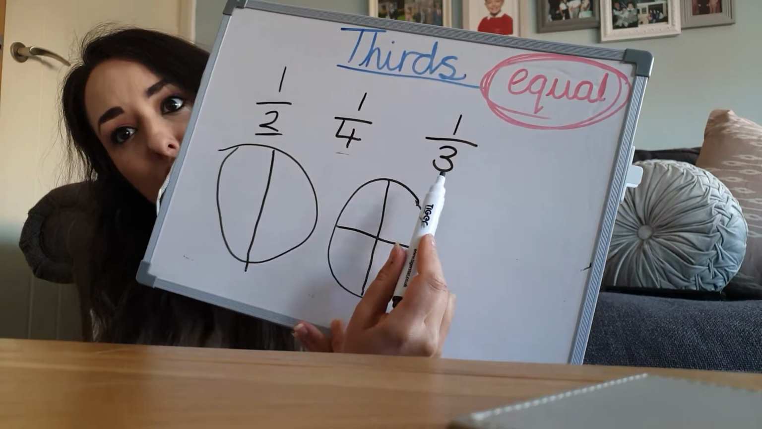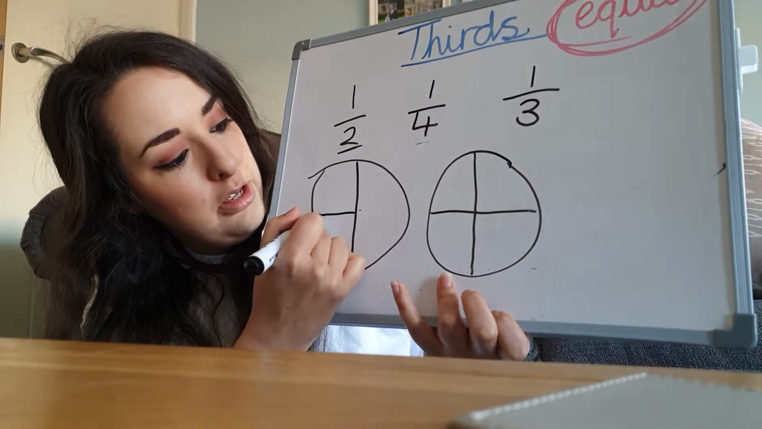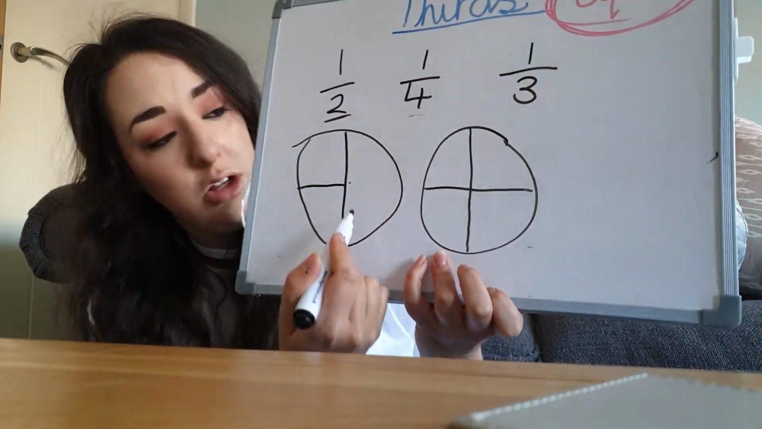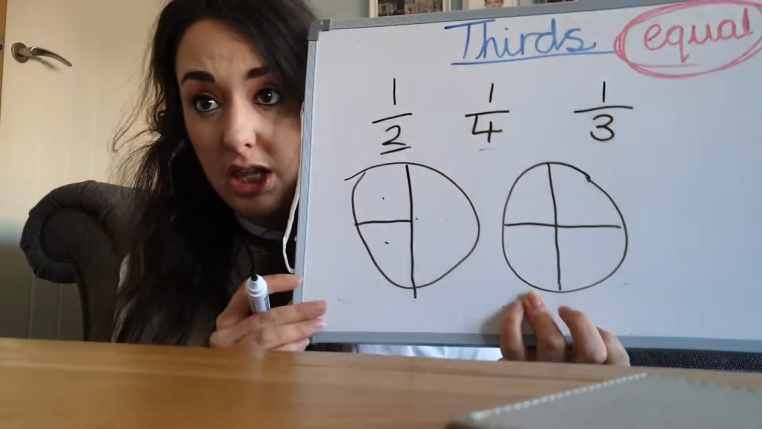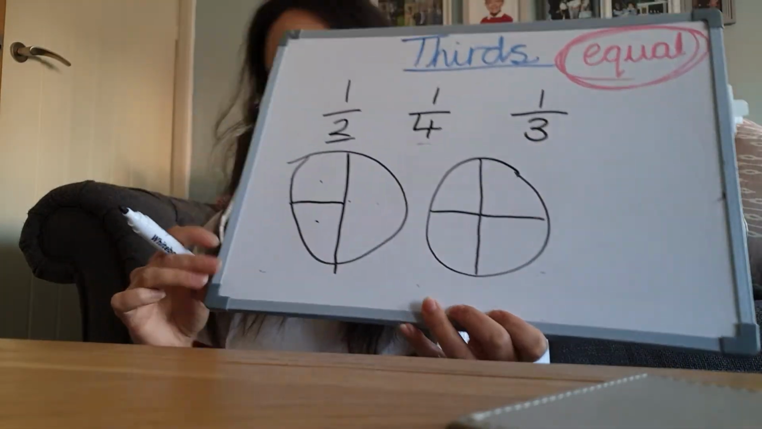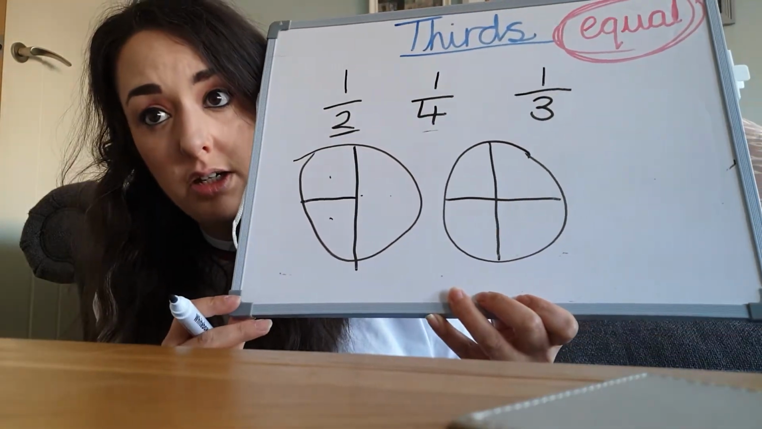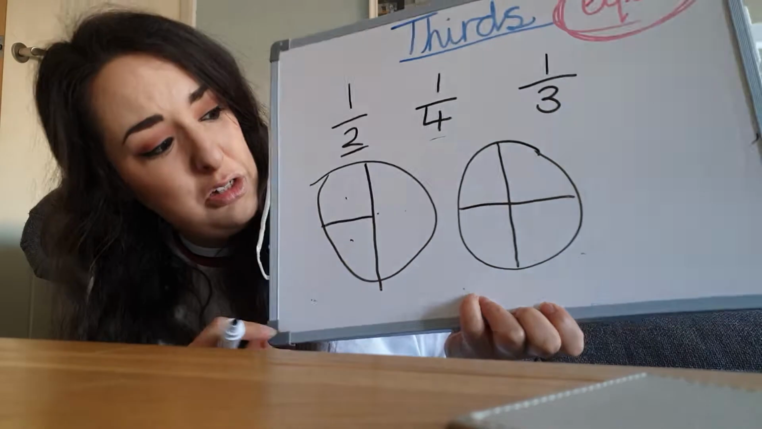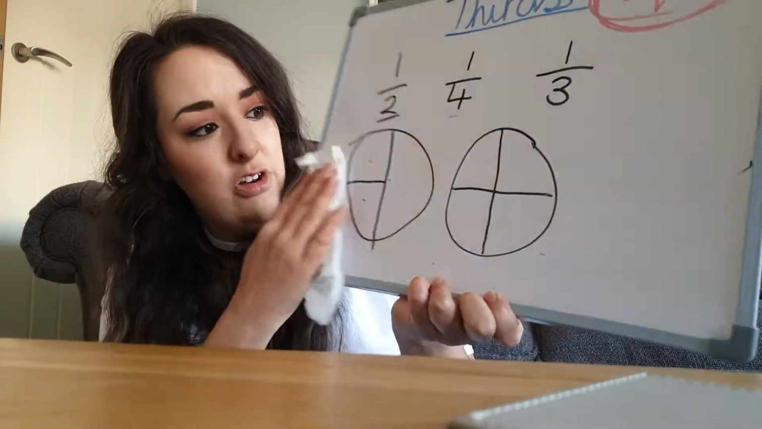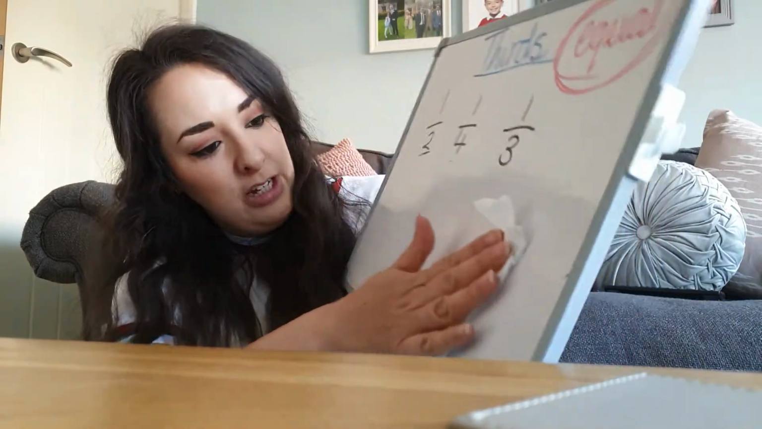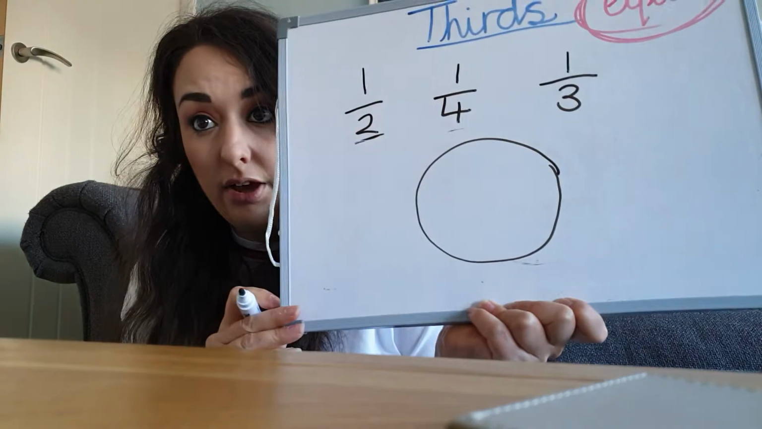So I'm going to make a third now. Okay, I'm going to use this shape. I've split it into 3 parts. 1, 2, 3. Do you think that here, the shape that I've split it into thirds? No, I haven't, because they are not equal parts, so they can't be thirds. So I'm going to have another go at splitting this circle into thirds.